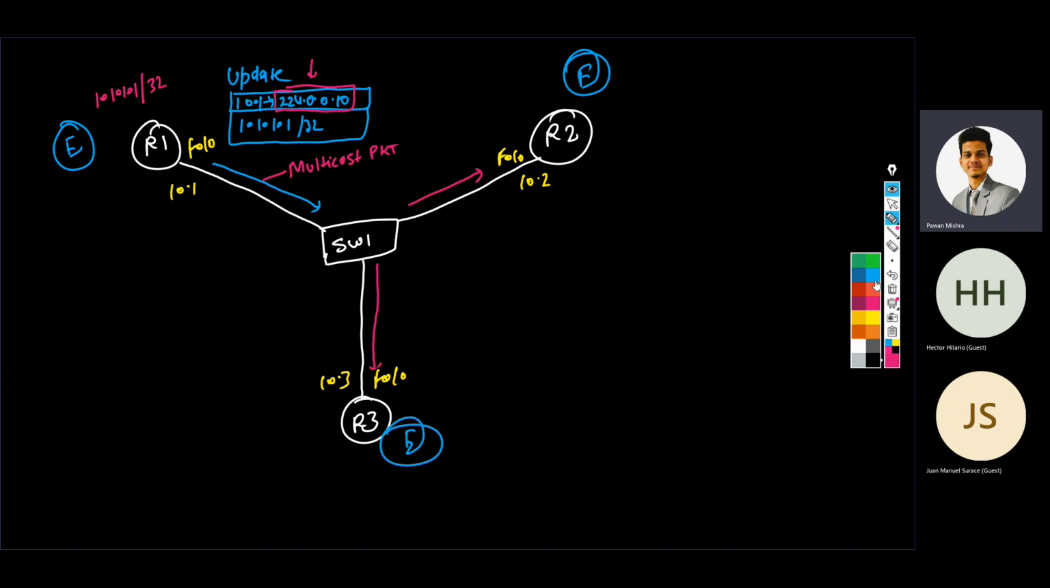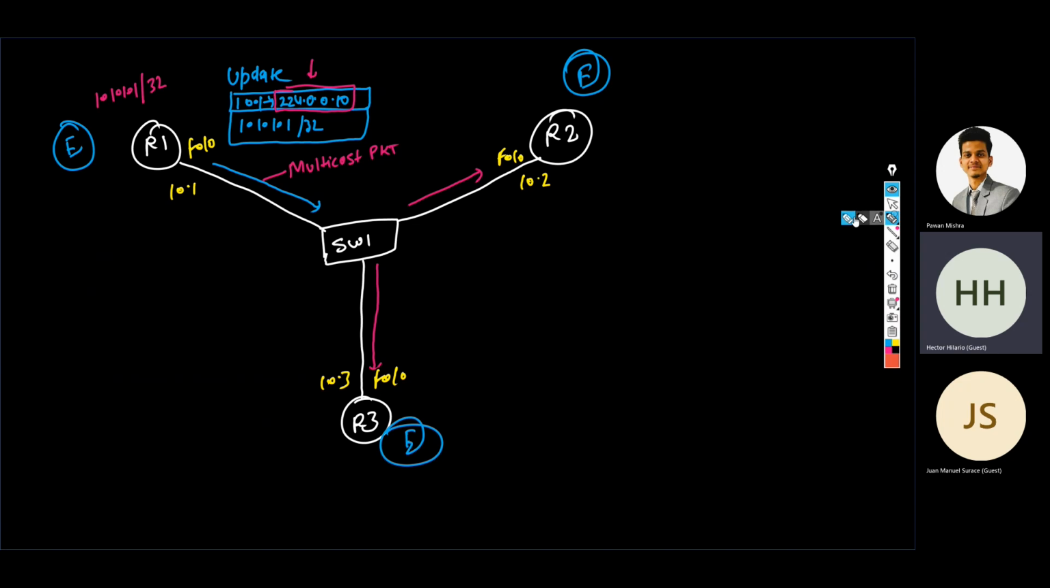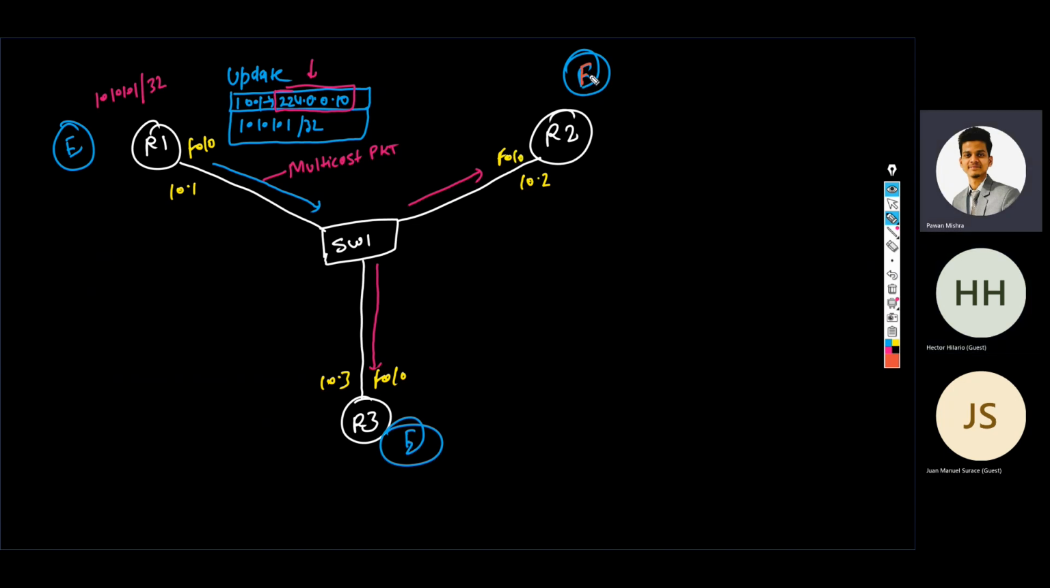Okay, just tell me, on R2 did I enable the EIGRP or not? My question is, on R2 did I enable the EIGRP or not? Obviously I enabled the EIGRP on R2 and on R3, correct?